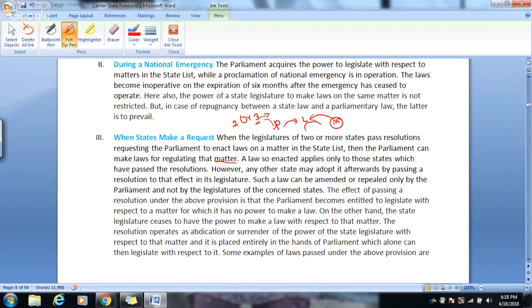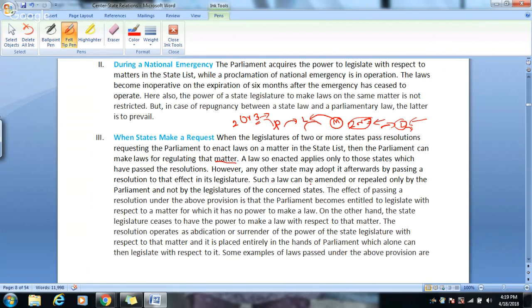So whatever laws are made on those matters by which the states have requested, only in those states the law is applicable. However, if any state may adopt it afterwards by passing a resolution to that effect in its legislature, that means two or three states first approach the parliament to make laws on a certain matter to regulate it. So once the resolution has passed and the parliament has adopted some laws, after this, if any state wants to adopt the same laws in their state legislature, they have to pass a resolution, and then only they can use that law.